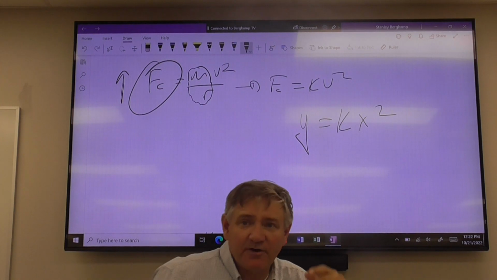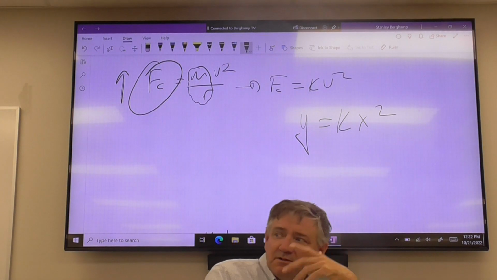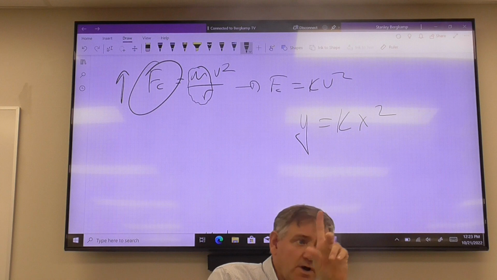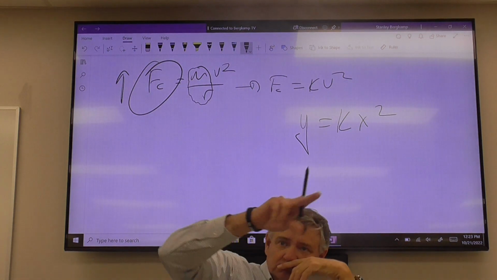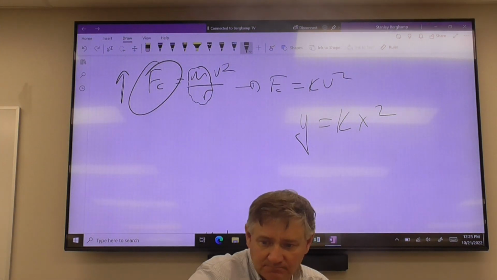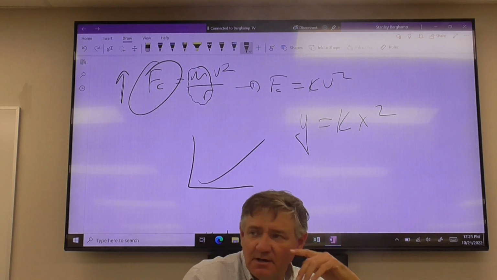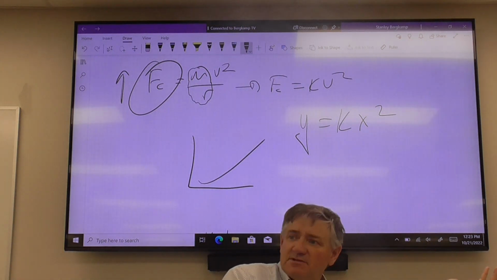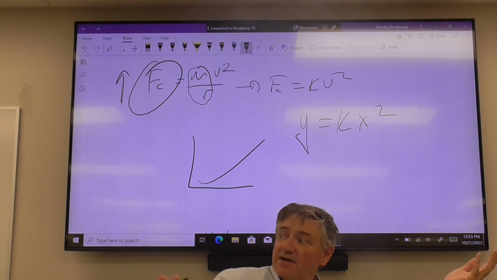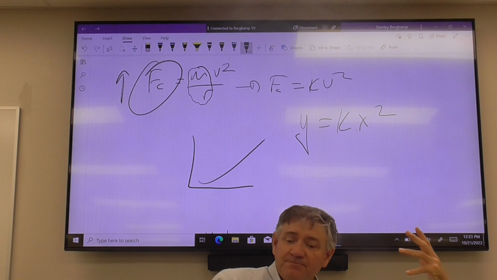So if you were in a math class, let's say a pre-calc class or whatever, and you said, hey, we're going to graph y equals kx squared, what would that look like? Parabolic curve like this, right? It would go something like this. That's what this graph should look like, because of the fact that it's going to be a parabolic relationship.